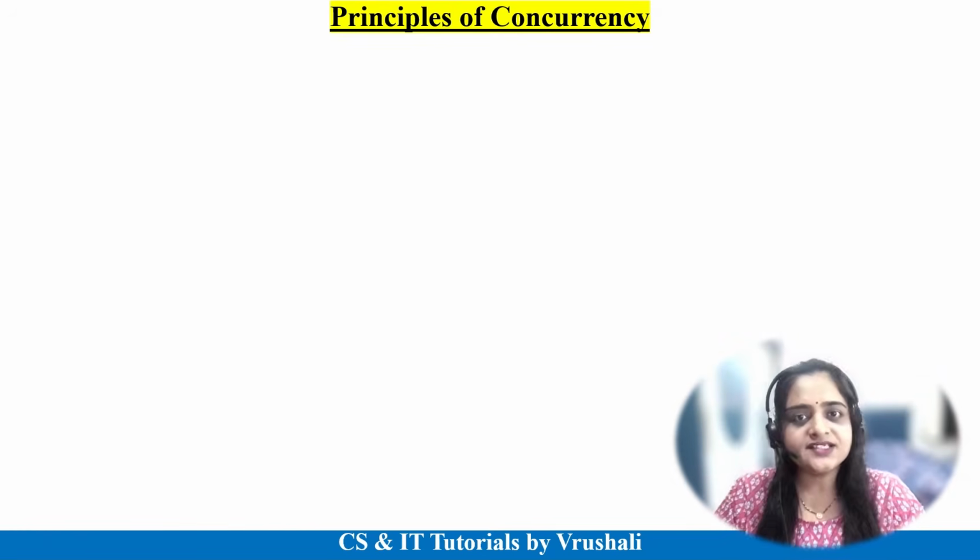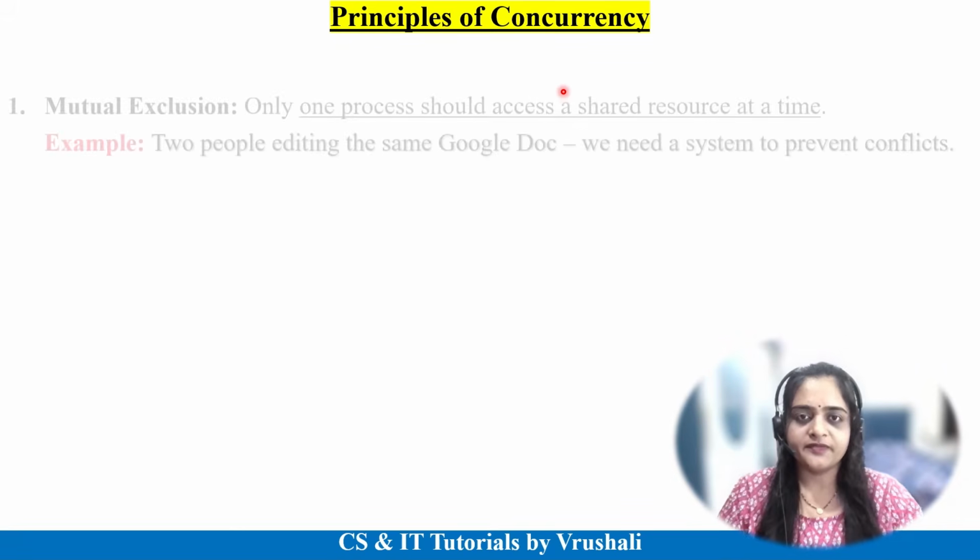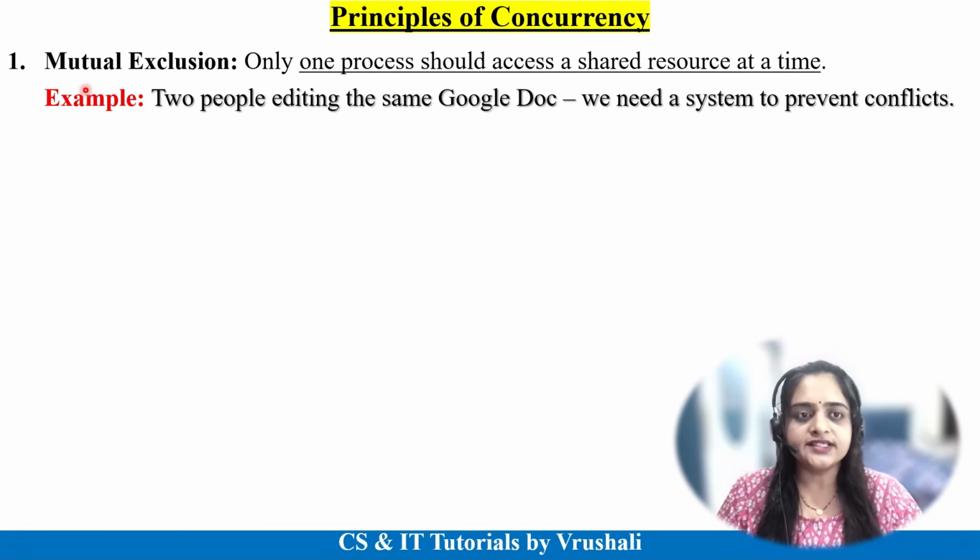The next topic is principles of concurrency. From your exam point of view, this is one of the most important topics. The first principle of concurrency is mutual exclusion. It means that only one process should access the shared resource at a time.